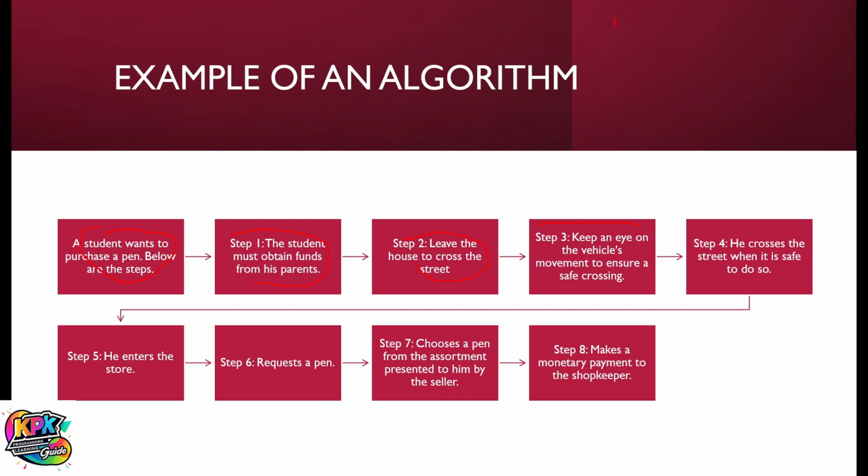If there is a road to be crossed, then the student enters the shop, the bookstore, to get the pen that he or she needs. He goes to request the pen, and then chooses a pen from the assortment presented to him by the seller, or the bookshop seller or the owner. And then from there, the student makes payment to the shopkeeper for taking the pen. So this was just an example of an algorithm that helps a student acquire a pen.